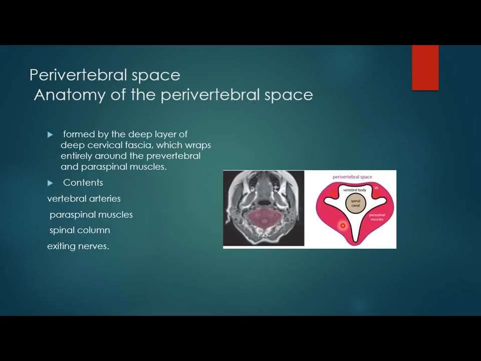Perivertebral space: it's formed by the deep layers of the deep cervical fascia that wrap entirely around the vertebral and paraspinal muscles. The content is the vertebral artery, vertebral body, spinal canal, paraspinal muscle, and exiting nerves.